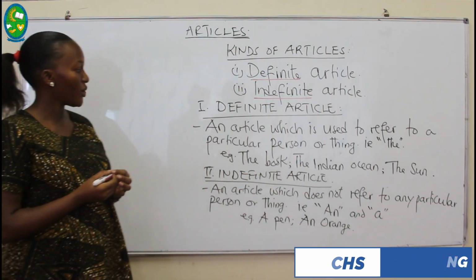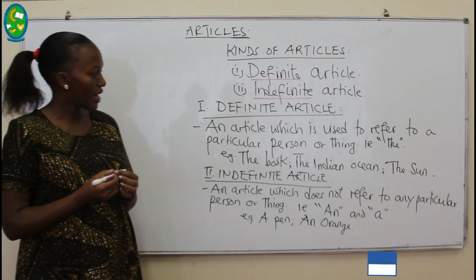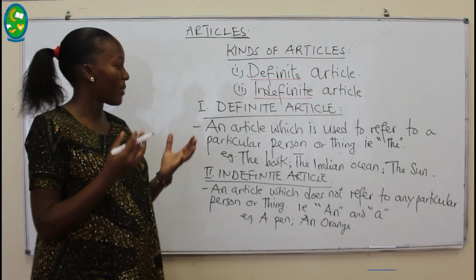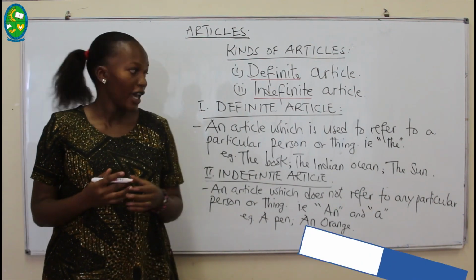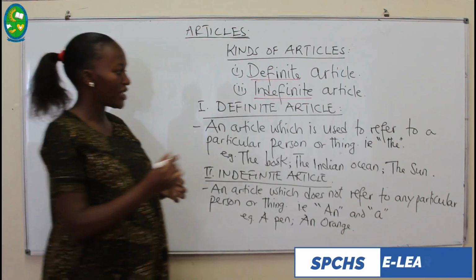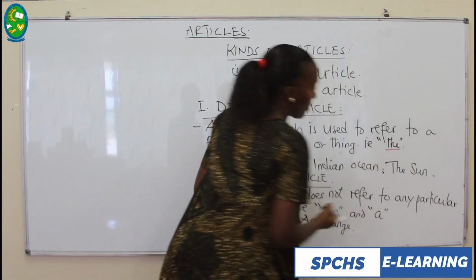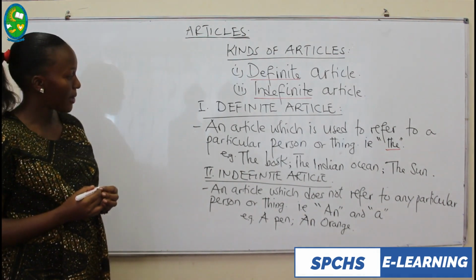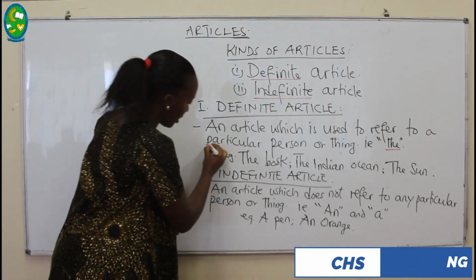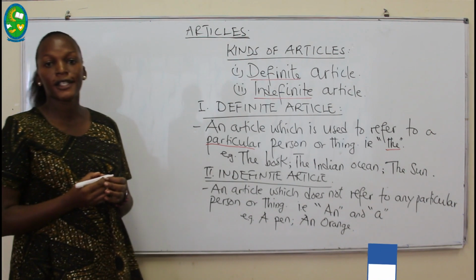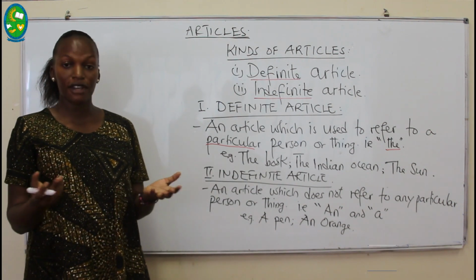So beginning with the first one, which is the definite article, this is an article which is used to refer to a particular person or thing. And we have only one definite article, which is the. So when I say particular person, another word for particular is specific. For instance, I'll give an example.